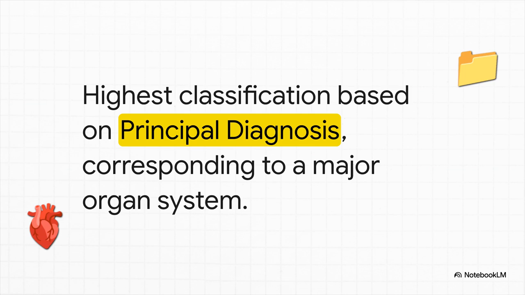The major diagnostic category is the absolute highest level of classification here. It is based entirely on the principal diagnosis and corresponds to a major organ system or etiology. For example, MDC-05 covers diseases and disorders of the circulatory system. Virtually all diagnoses are initially going to fall into one of 25 of these system-based MDCs, with just a couple of special carve-outs, like MDC-26 for multiple traumas or MDC-27 for HIV.